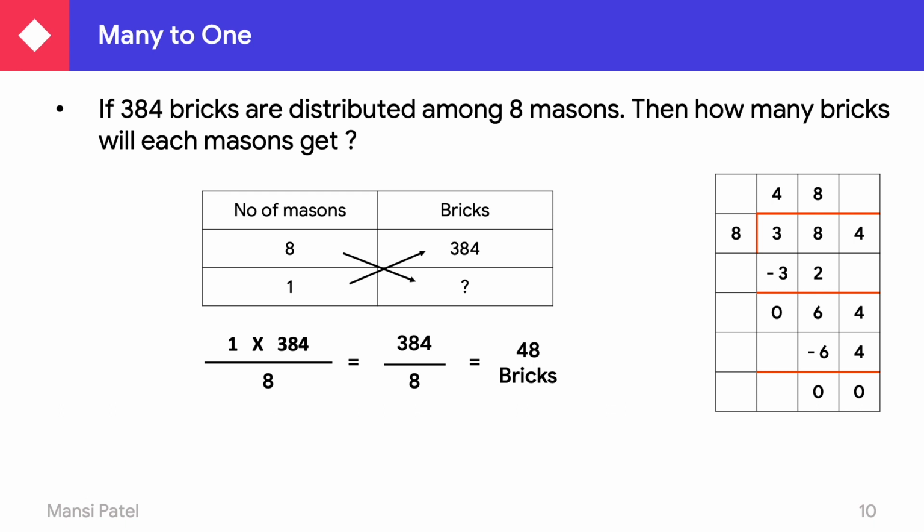384 divided by 8. 8 fours are 32. 38 minus 32, it's a 6. 4 comes down and 8 eights are 64. So 64 minus 64 is 0. So what is the answer? 48. And what is our unit? Bricks. So our answer is 48 bricks. Therefore, each mason will get 48 bricks.